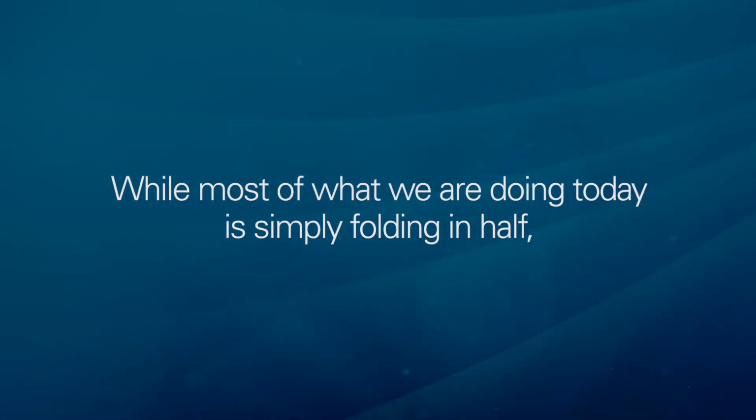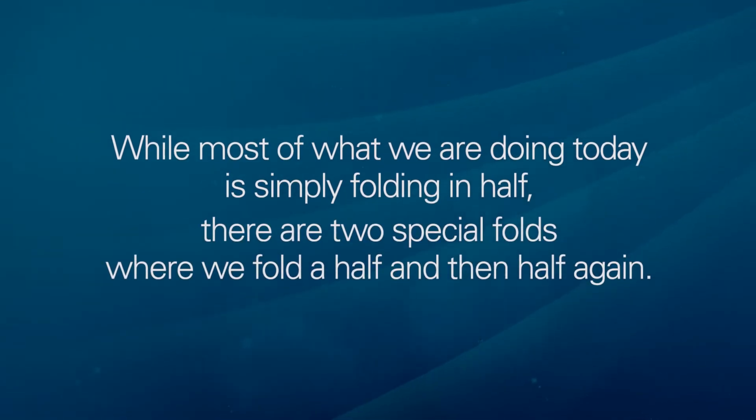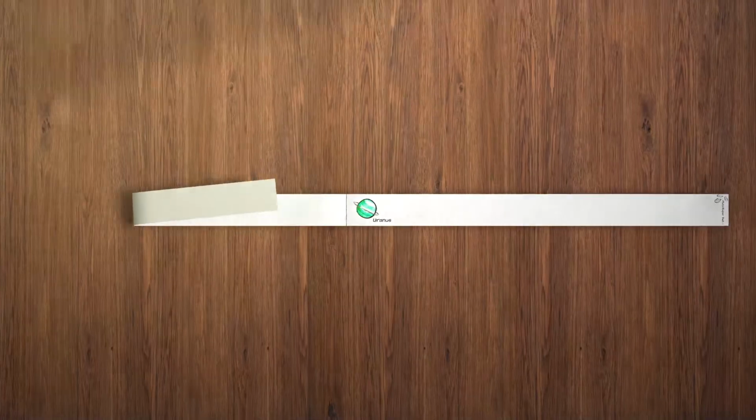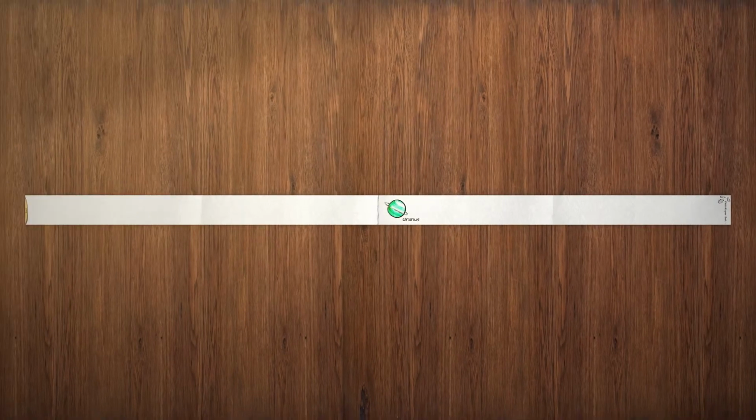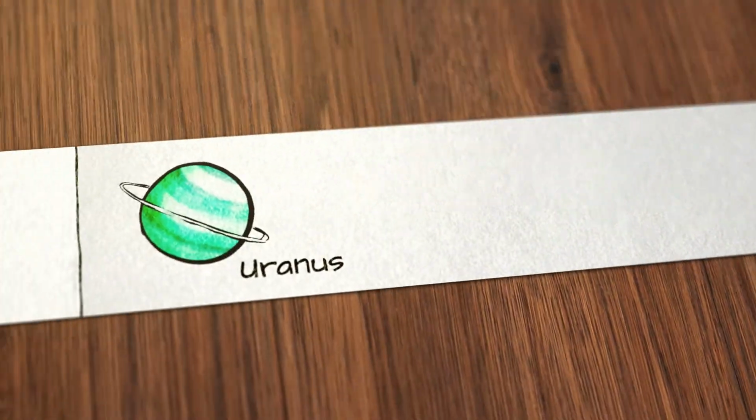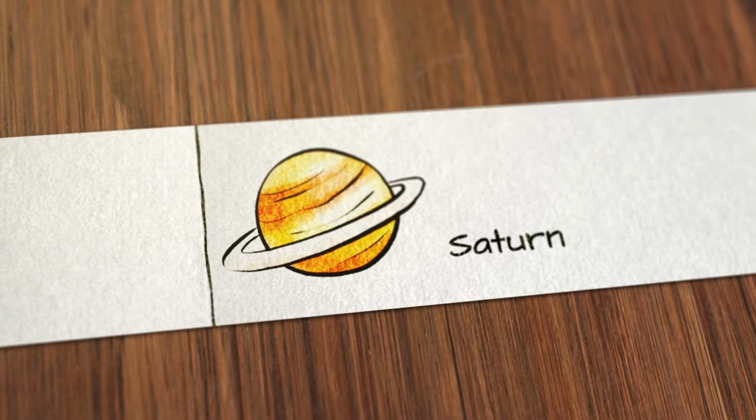While most of what we are going to do today is simply folding in half, there are 2 special folds which we are going to fold in half and then half again. This next fold is the first of the 2. So go ahead and refold the scroll in half and then half again. Next, crease the edges and open it up. The scroll is now divided into quarters. Draw a line on the fold closest to Pluto. This represents Neptune's orbit. Draw a line on the fold closest to the Sun, and this represents Saturn's orbit.